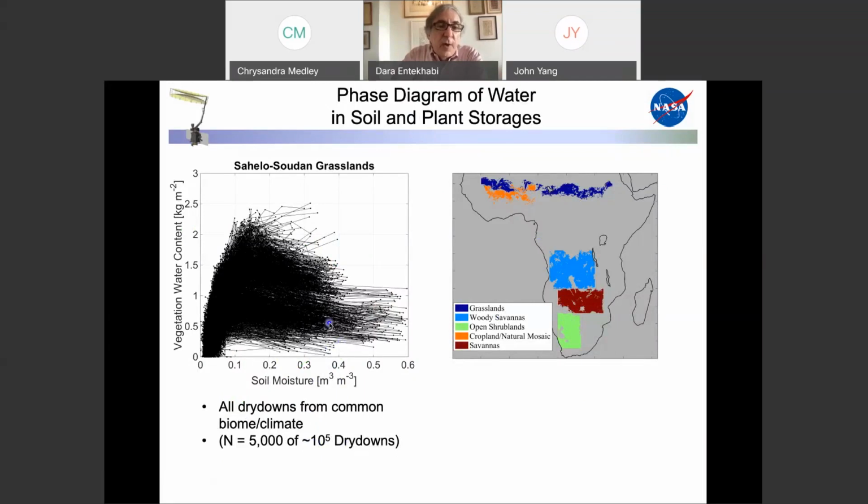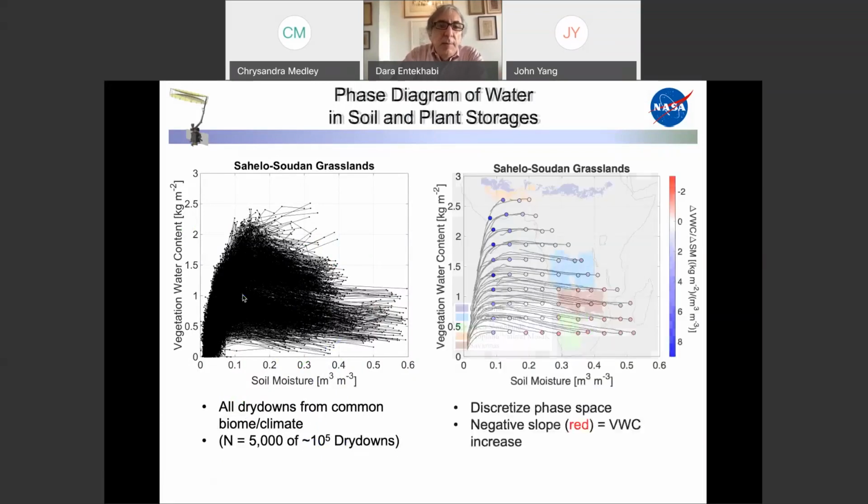Tens of thousands of dry downs. So they all overlap, so there's not much to see. But if we take blocks of the figure on the left and just average them, so that all the noodles that appear in a box are tracked, we get a picture like this. So this is the phase diagram of water movement in the soil and vegetation.